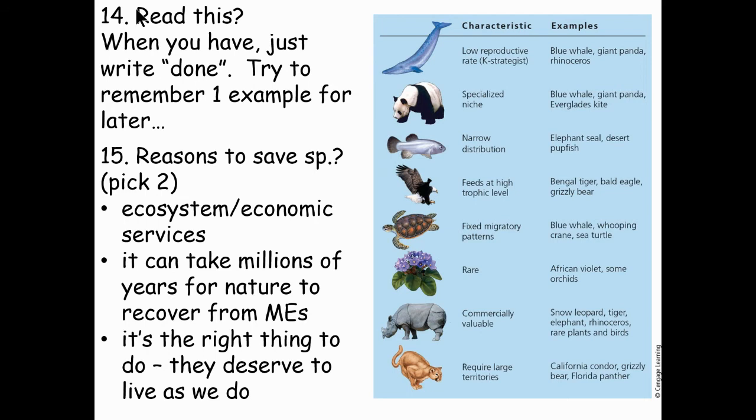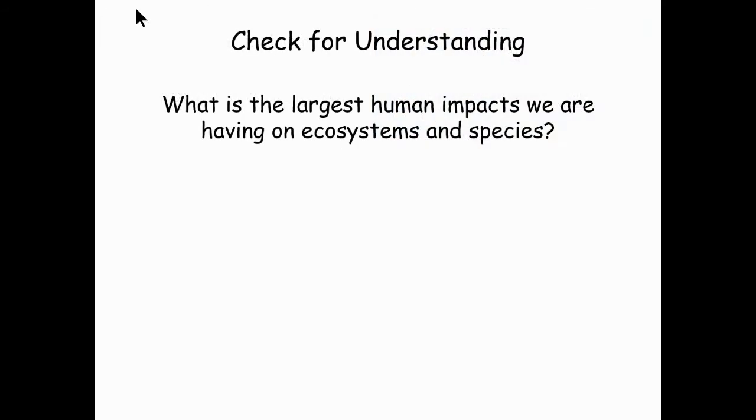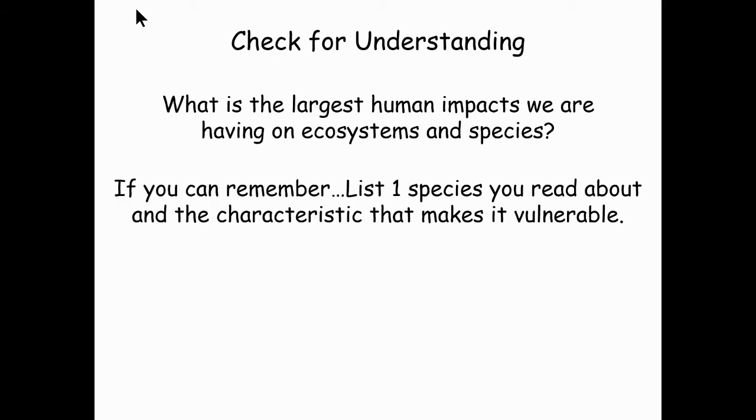Move it ahead in 5, 4, 3, 2, and 1. What are the largest two impacts we are having on ecosystems and species? I want you to take a look back at number 9 and 11. Yeah, habitat fragmentation, destruction, degradation. You got it. If you can remember, list one species that you read about and the characteristic that makes it vulnerable. Take a look back at number 14.